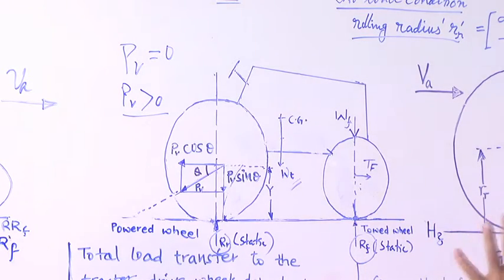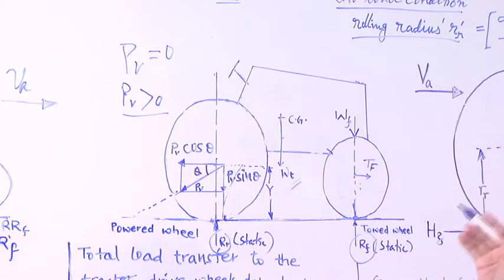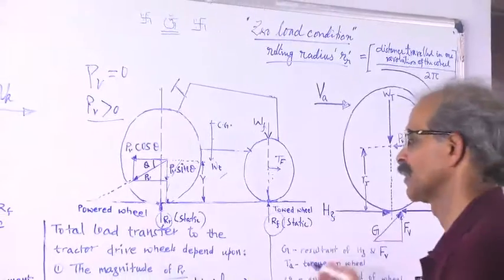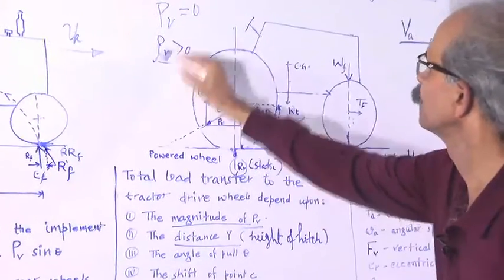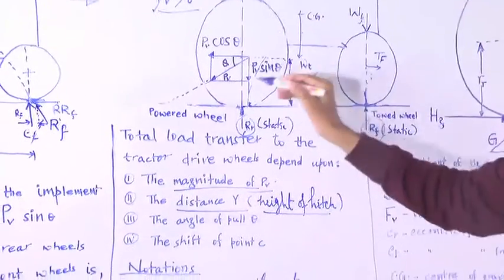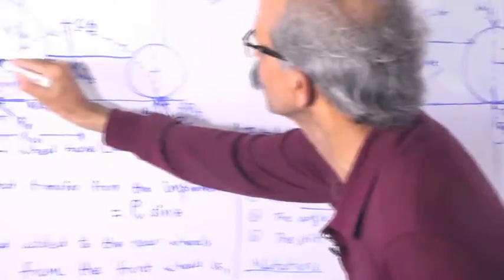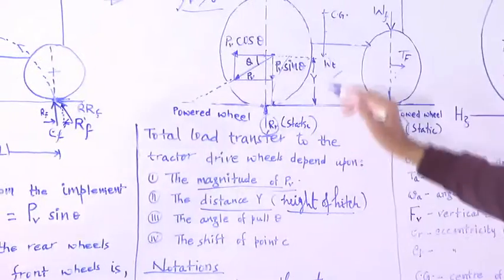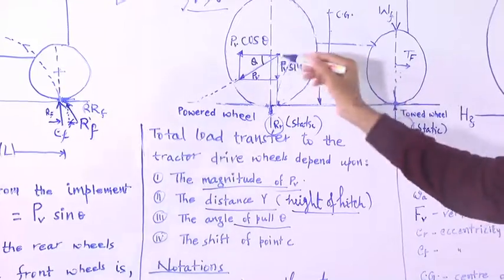So, what is the amount of that weight transfer? Well, before we go into the details, I would like to tell you the factors on which this weight transfer depends. It depends on the magnitude of PV, that is, the value of PV. Then the height of the hitch, at what point we have hitched, whether at this location or at this location, which has been shown. This is the height y. Where we have hitched is very important. Then the angle of pull, or the angle at which it is hitched.